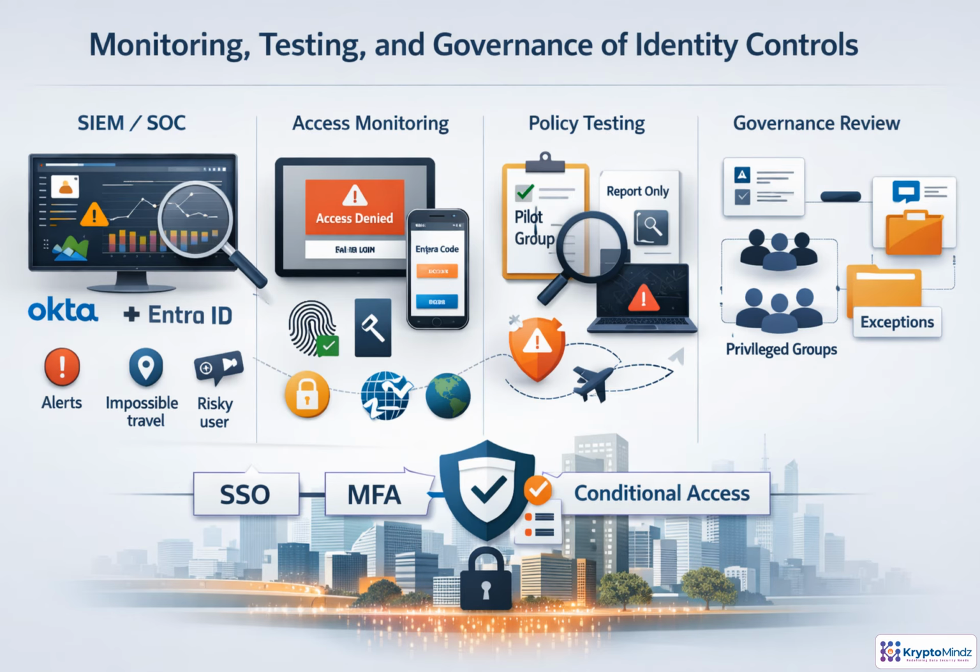Identity controls are not set and forget. As AI apps, datasets, and user roles change, access risk changes too. Send Okta and Entra ID logs into your SIEM so the SOC can investigate failed sign-ins, MFA failures, risky users, impossible travel, admin activation, and bypass attempts. Test conditional access with report-only mode, pilot groups, and attack simulations. Then review app assignments, privileged groups, dormant accounts, and exceptions on a fixed governance cadence.